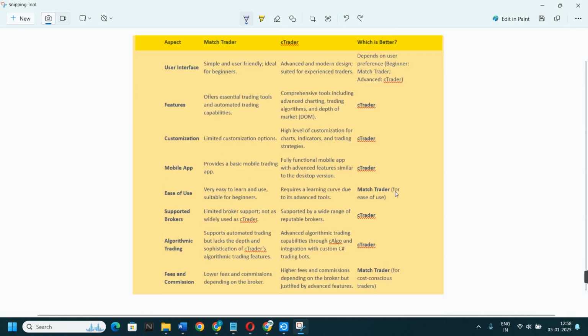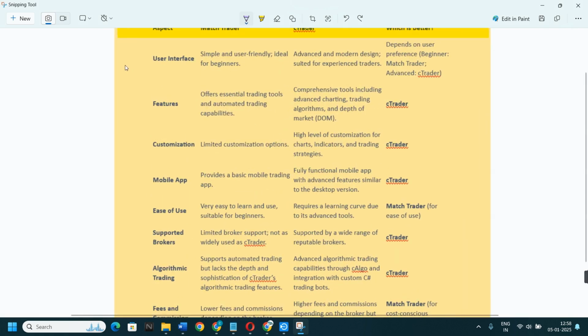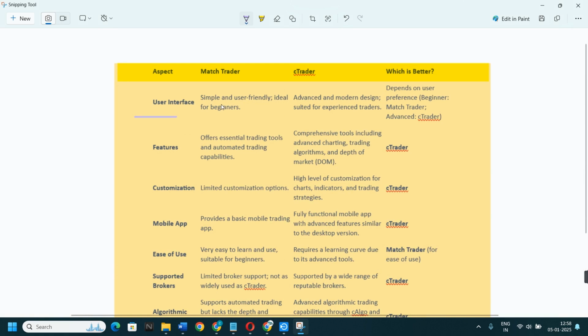This is the detailed comparison between these two. So first, let's talk about user preference. cTrader provided a simple and user-friendly interface for beginners, and cTrader provided an advanced and modern design suited for experienced traders. So it depends upon user preference.